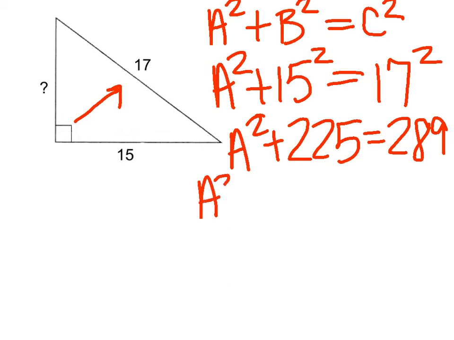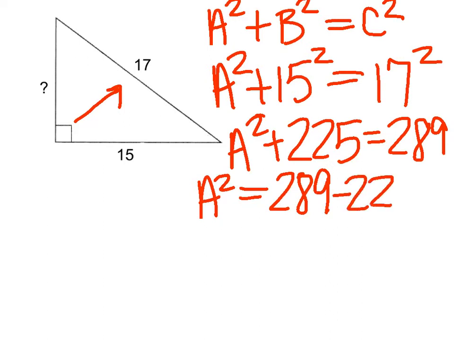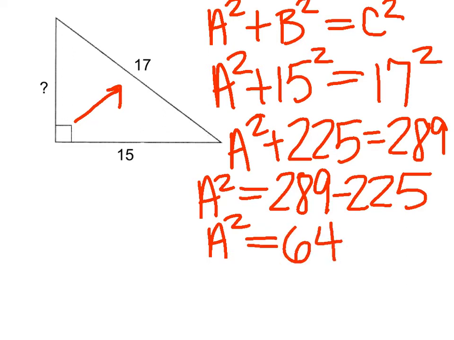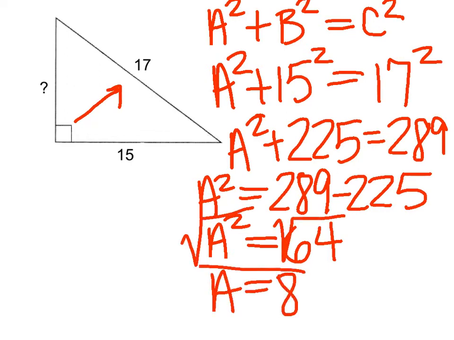Okay, we need to subtract 225 from both sides. We get a squared is equal to 289 minus 225. What does that give us? Right, 64. What do we need to do now? Square root both sides. A should equal 8, and that is our final answer.